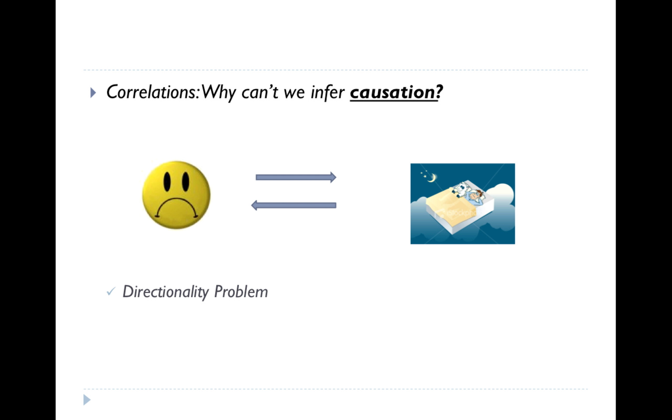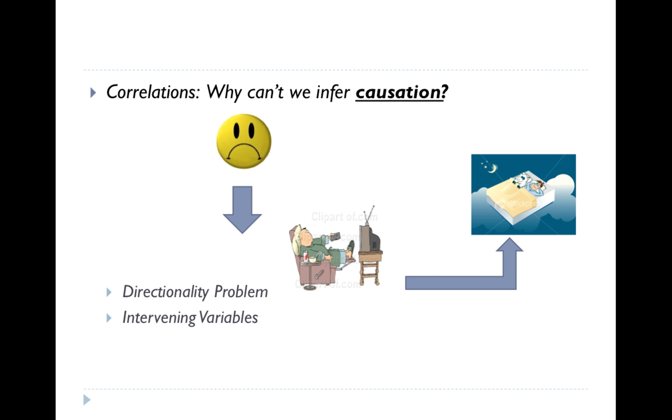So there obviously is this directionality problem, right? We don't know what causes what. And there's always the problem of intervening variables. It's quite possible that it's actually not the depression that causes the insomnia, but rather it's a different behavior. So it could be that your depression actually causes you to stay up late and watch TV. And we do know that the use of technology right before you go to bed actually interferes with sleep. Therefore, it's not the depression that's causing your sleeplessness, but it's actually the TV watching.